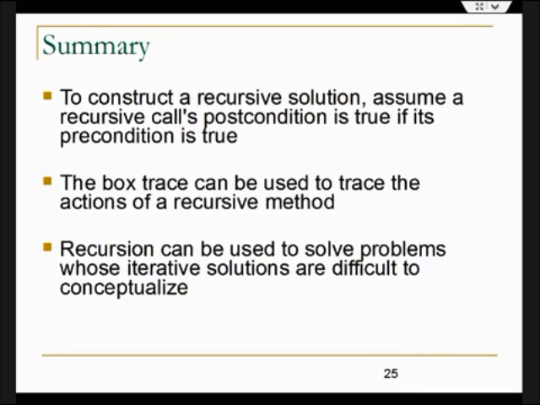So you must assume that a recursive call's postcondition is true if its precondition is true. That means that if, like I say, it must be a positive integer coming in, then definitely it will complete and find the solution. Or we say it must be an array of characters or something like that, then it must be that the postcondition is true.